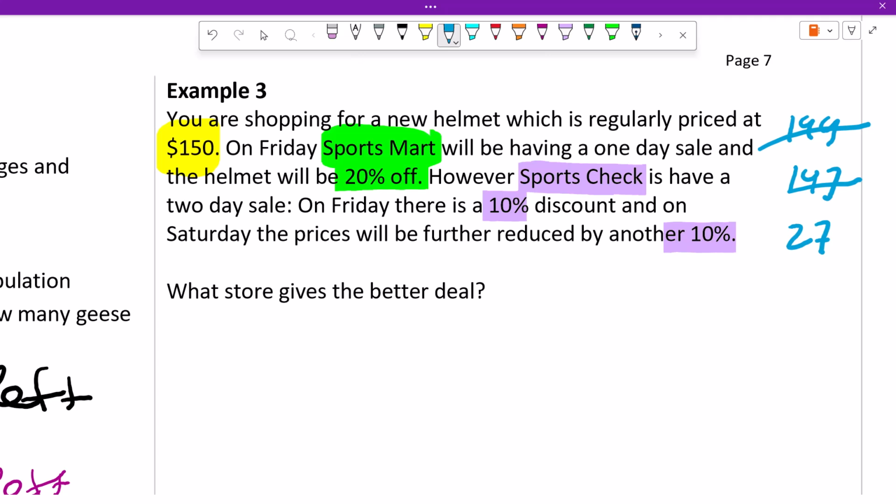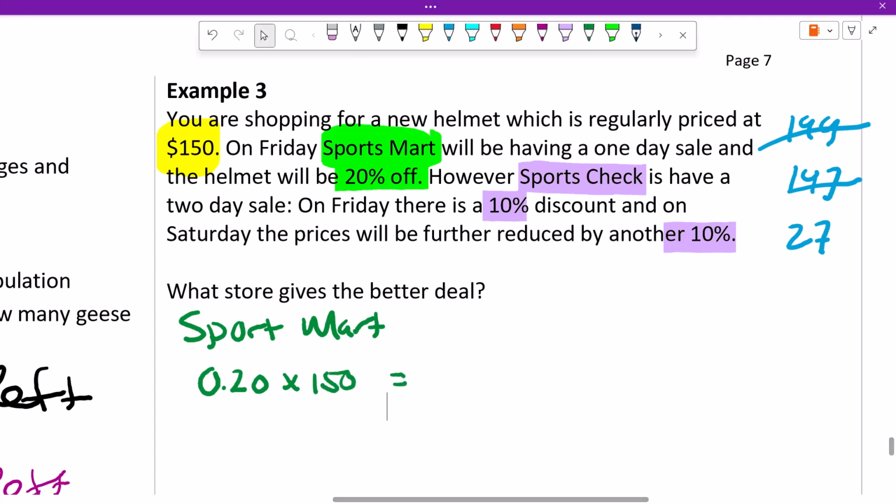All right, let's look at this. Let's do Sports Mart first. So you're buying a $150 item. We're not doing anything with taxes. We're just looking at which one's cheaper. So looking at Sports Mart, 20% off. You turn that into a decimal by moving it 2 spots to the left, so it ends up being 0.20 times 150. Can anybody do that calculation in their head?